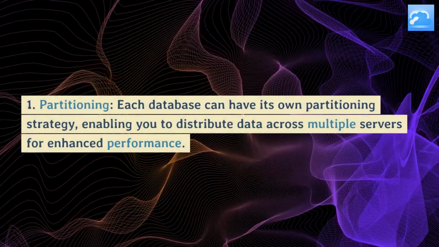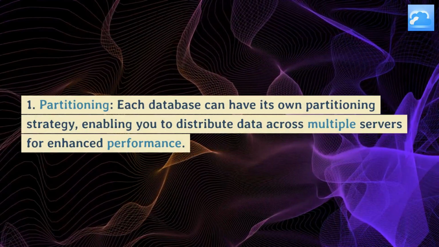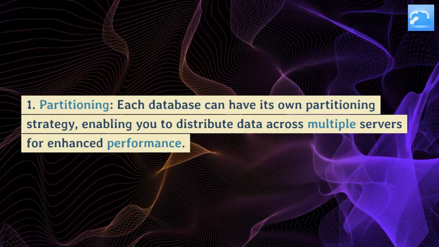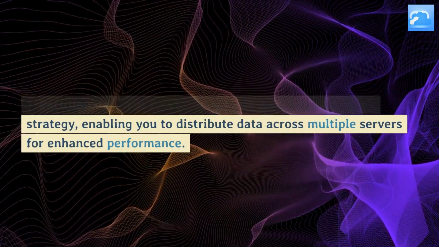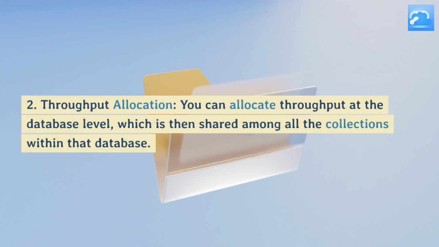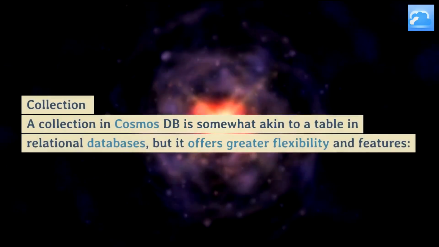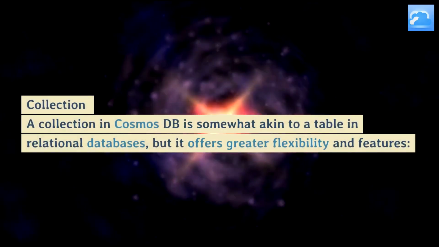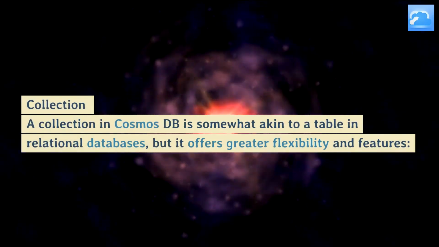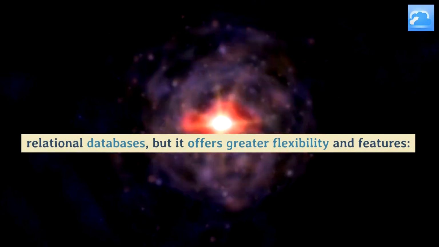1. Partitioning. Each database can have its own partitioning strategy, enabling you to distribute data across multiple servers for enhanced performance. 2. Throughput allocation. You can allocate throughput at the database level, which is then shared among all the collections within that database. Collection. A collection in Cosmos DB is somewhat akin to a table in relational databases, but it offers greater flexibility and features.